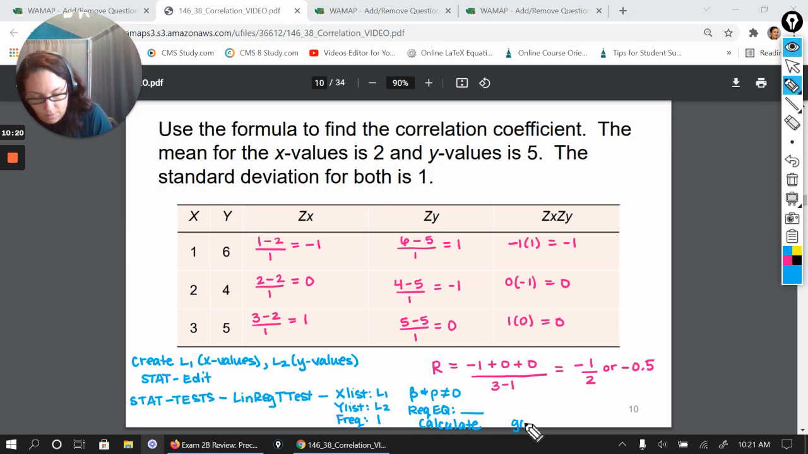If you go to the bottom of your results after you click calculate, you will see that little r equals negative 0.5, just like we got in our answer.